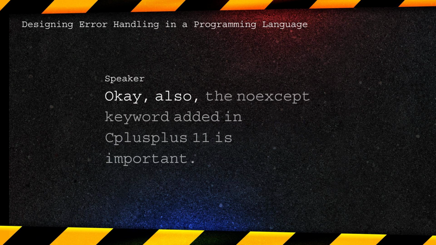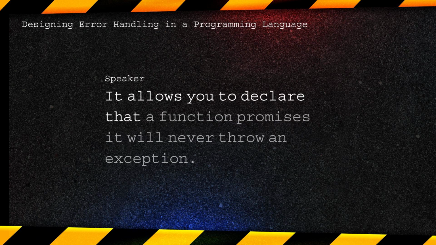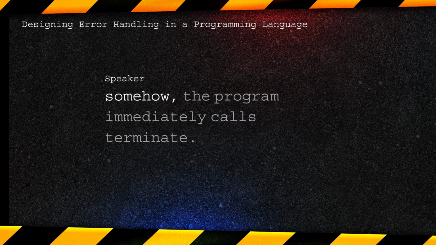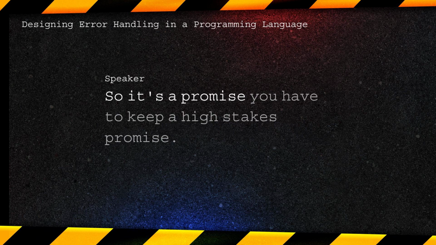Okay. Also, the noexcept keyword, added in C++11, is important. It allows you to declare that a function promises it will never throw an exception. This can allow the compiler to perform certain optimizations. But if a function marked noexcept does end up throwing somehow, the program immediately calls std::terminate. So it's a promise you have to keep.